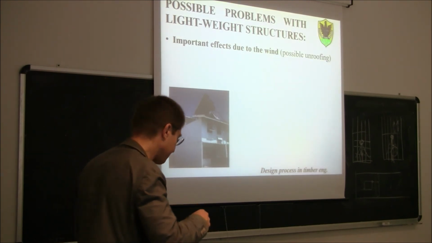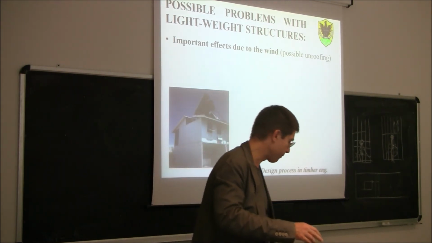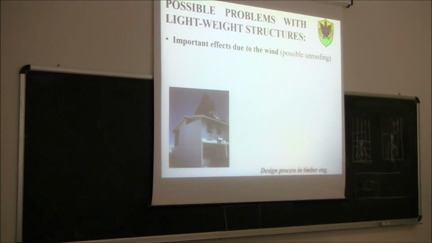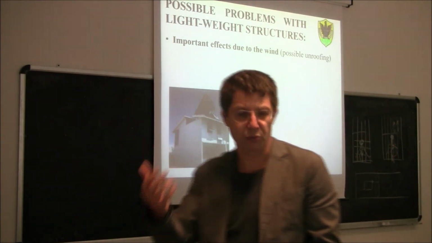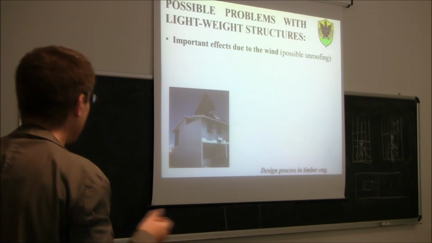Basically because the wind, usually in a reinforced concrete structure, the uplift of the wind is basically counterbalanced, more than counterbalanced by the self weight of the block. Okay? Instead of a lightweight structure like this, timber, but also a steel structure, the self weight of the roof cannot counterbalance the uplifting due to the wind. Okay? So unroofing could be a problem.